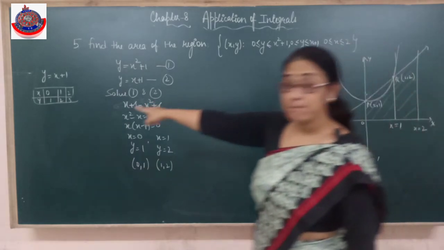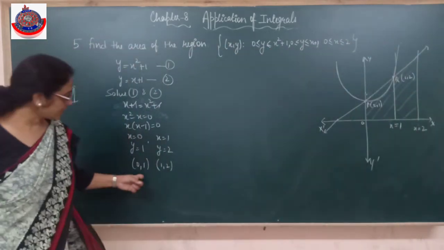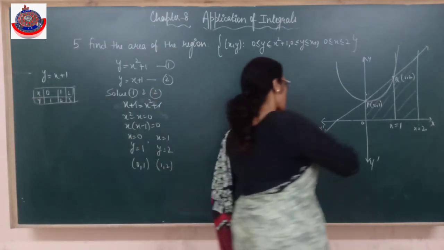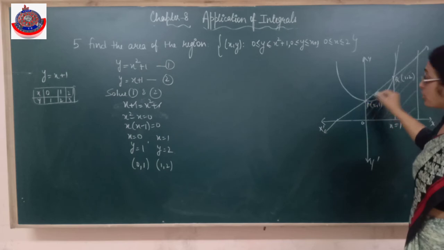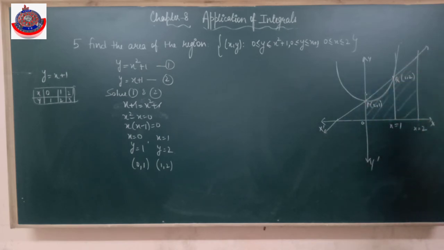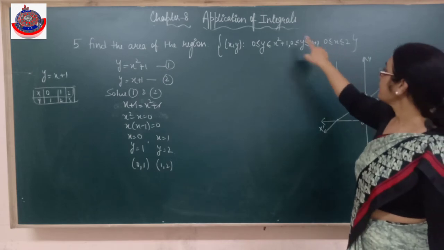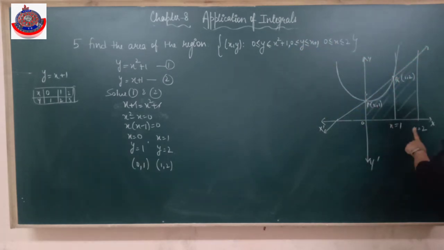I have drawn the line, y is equals to x plus 1. We have made this table and plotted the line, because we know the points of intersection of the parabola and the line are these. So one is 0, 1 and the other is 1, 2. And I need to find out the area between this, this and the ordinates x is equals to 0 to x is equals to 2. That means up to here.